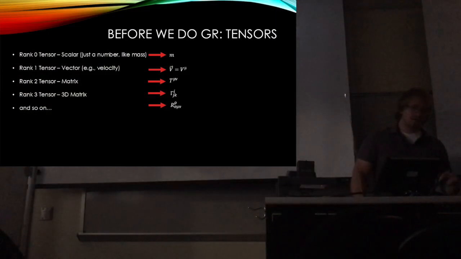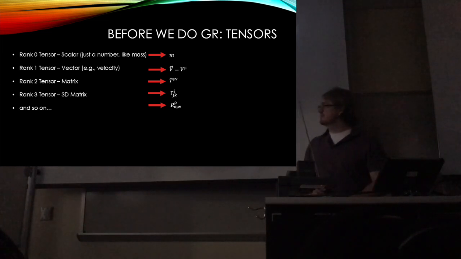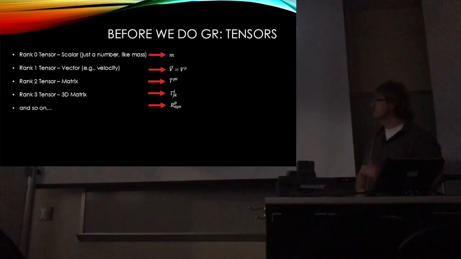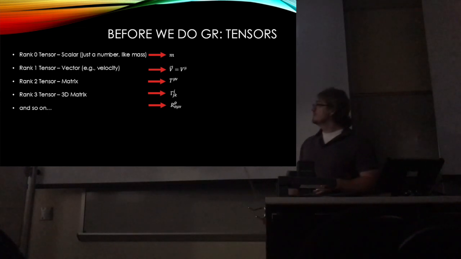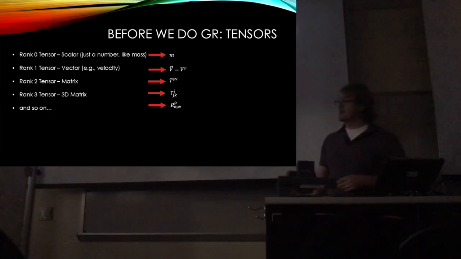Okay, before we get to GR, I have to do a very brief mathematical interlude. I apologize. But I just wanted to explain some notation. We're not going to get into too much detail, but I wanted to explain a mathematical concept called a tensor. There's two versions of this that most of y'all are probably familiar with, which are scalars and vectors, which are respectively a rank 0 tensor and a rank 1 tensor.